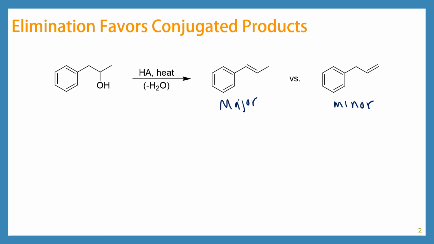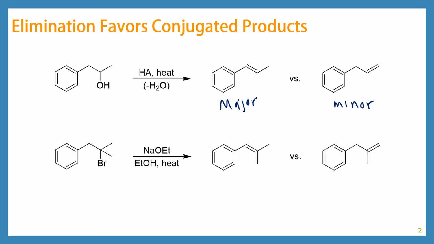So in this example, we have an alcohol where the alcohol is actually in the position next to the benzylic position, and it is being dehydrated with a catalytic amount of acid and heat. If you are to do an E2 reaction, you're also going to have to consider that the conjugated product is more likely to be favored than the non-conjugated product.